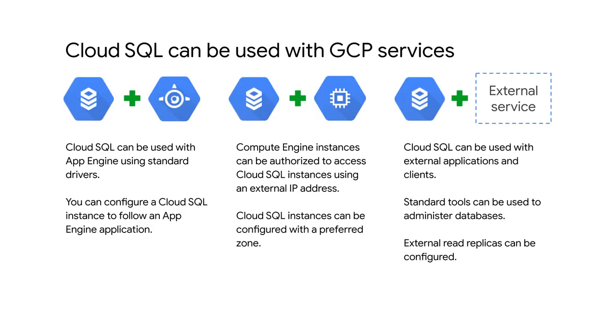Another benefit of Cloud SQL instances is that they're accessible by other GCP services, as you saw with our federated query from BigQuery to Cloud SQL. I love that demo. You can also use Cloud SQL with App Engine, using standard drivers like Connector/J for Java and MySQLdb for Python. You can authorize Compute Engine instances to access Cloud SQL instances, and configure the Cloud SQL instance to be in the same zone as your virtual machine.